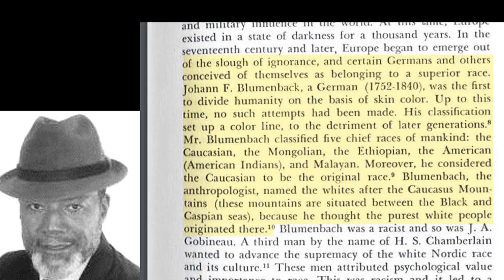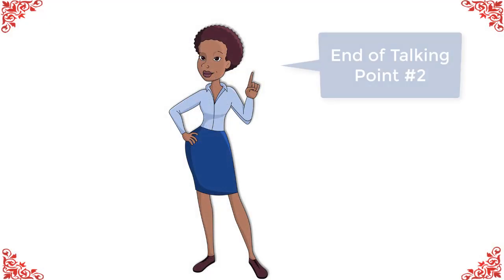Mr. Blumenbach classified 5 chief races of mankind: the Caucasians, the Mongolian, the Ethiopians, the American Indians, and Malayans. Now, moreover, he considered the Caucasians to be the original race. Blumenbach named the whites after the Caucasus Mountains, situated between the Black and the Caspian Seas. Now, because he thought the purest white people originated there." And I end quote. This ends my talking point number 2.